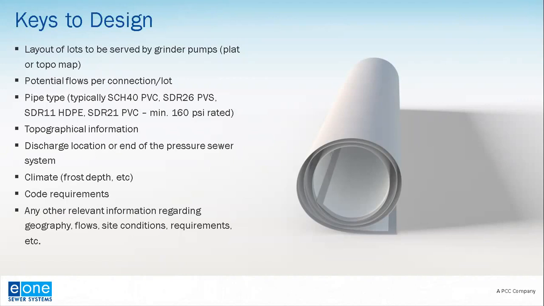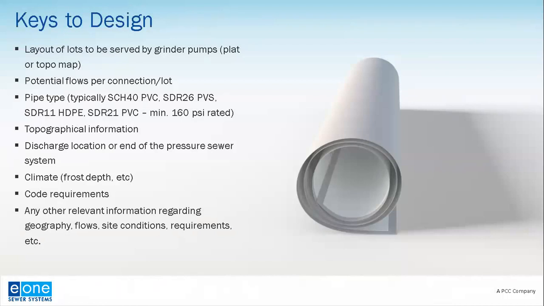So we're going to require some basic information from folks, and we're going to want to know, what is the size of the system, how many connections are there, what part of town is this serving, what are the potential flows per connection or lot. Typically, we see 200 gallons per day utilized in the United States for that figure.